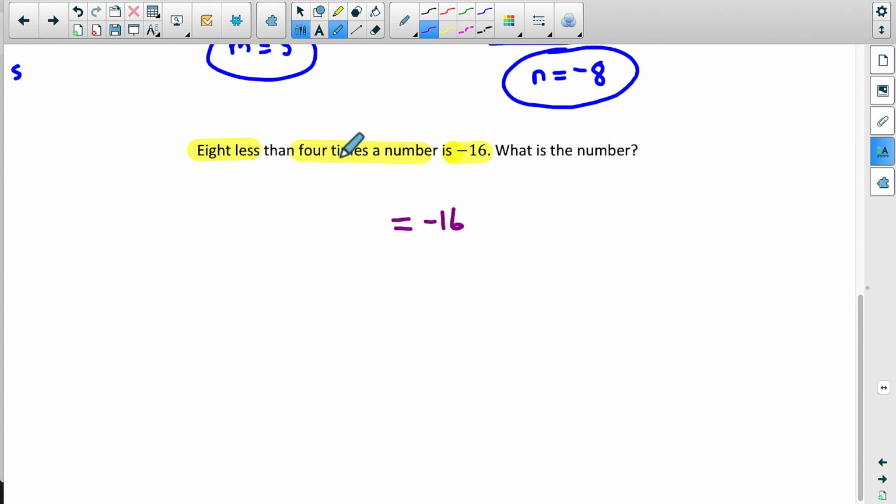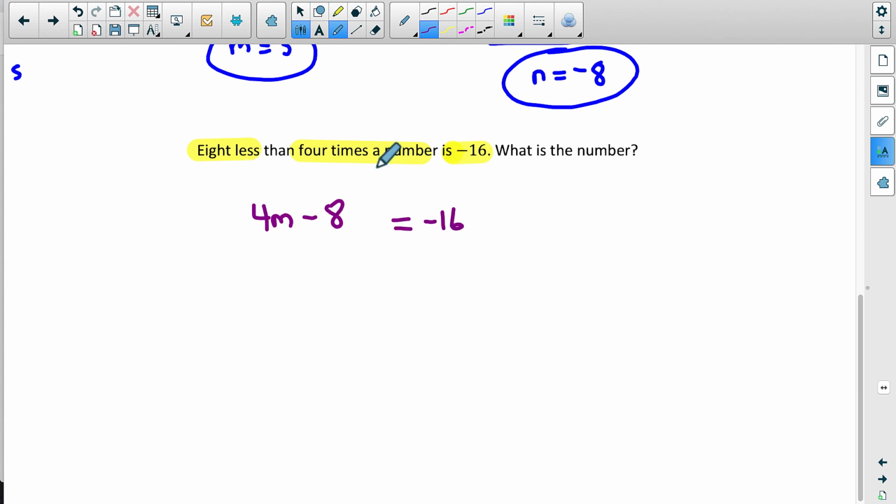Okay, let's go with the 4 times a number next. We don't know what the number is, so what should we call it? Any letter you want. I'll go with m. So I have 4m. Now, I want 8 less than that. 8 less than 4m. So it should be this, or should it be this? It has to be this. This means 8 less than that. You're starting with 4m, 4 times a number, and you're getting 8 less. You're taking 8 away from it. So this is the question right here.